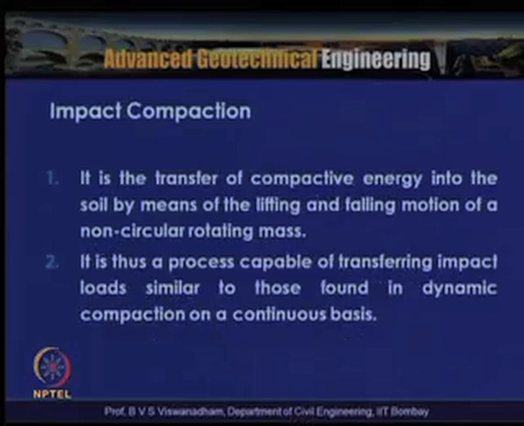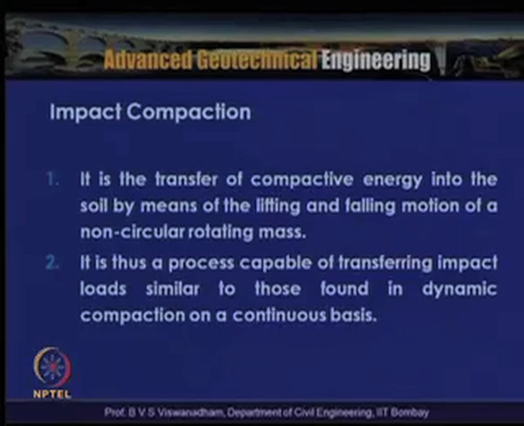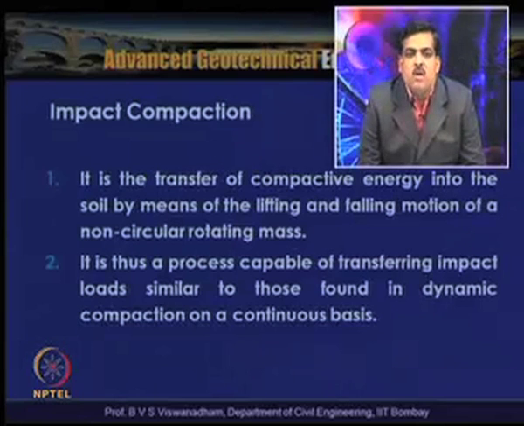Another type of compaction which is novel in nature is impact type compaction, which is the transfer of compactive energy into the soil by means of the lifting and falling motion of a non-circular rotating mass. In this case we have a non-circular rotating mass, which induces an impact type of compaction energy. It has been observed that the depth of influence of compaction can be larger in the case of impact compaction. It is thus a process capable of transferring impact load, similar to that found in dynamic compaction, on a continuous basis. So this is very close to so-called dynamic compaction.